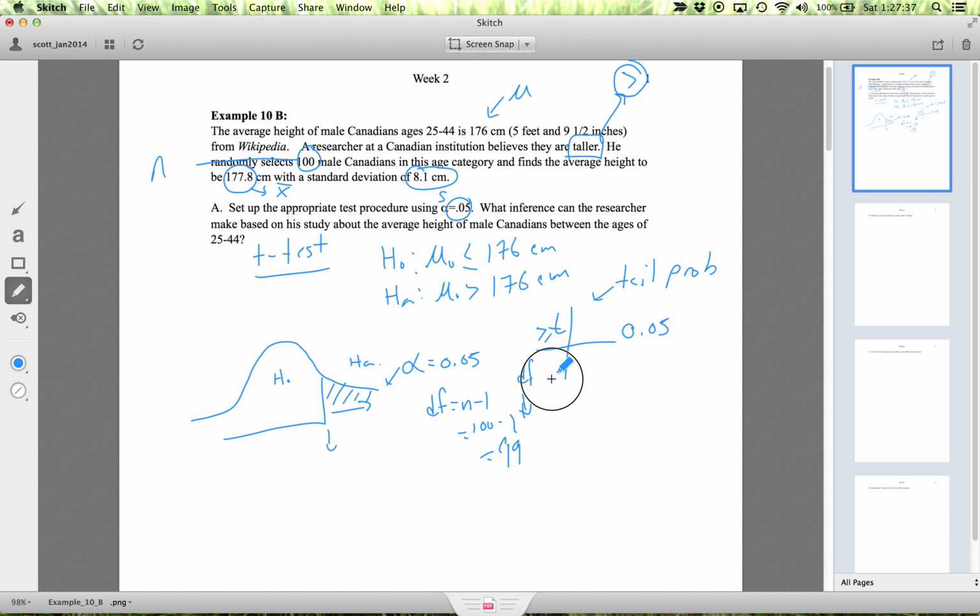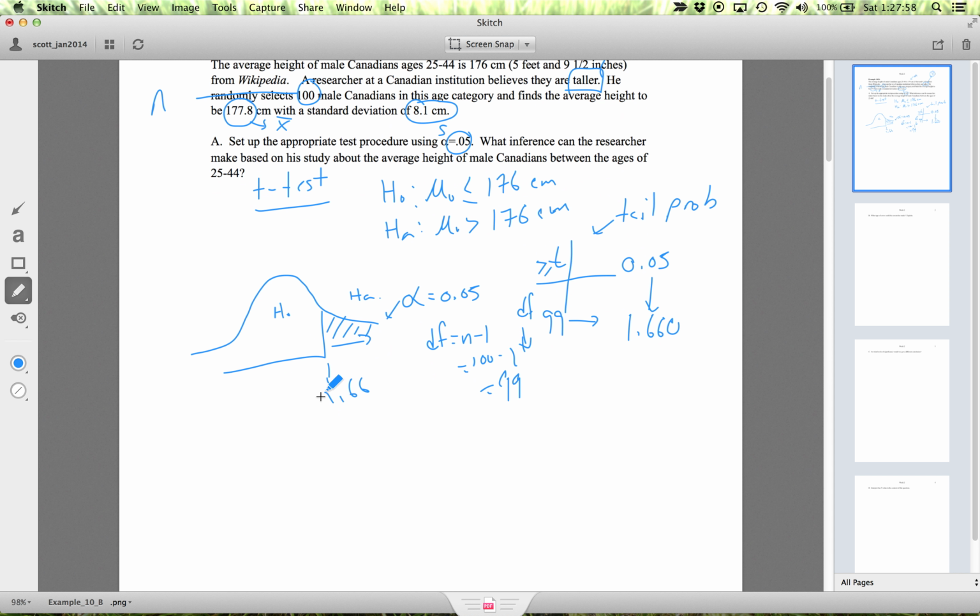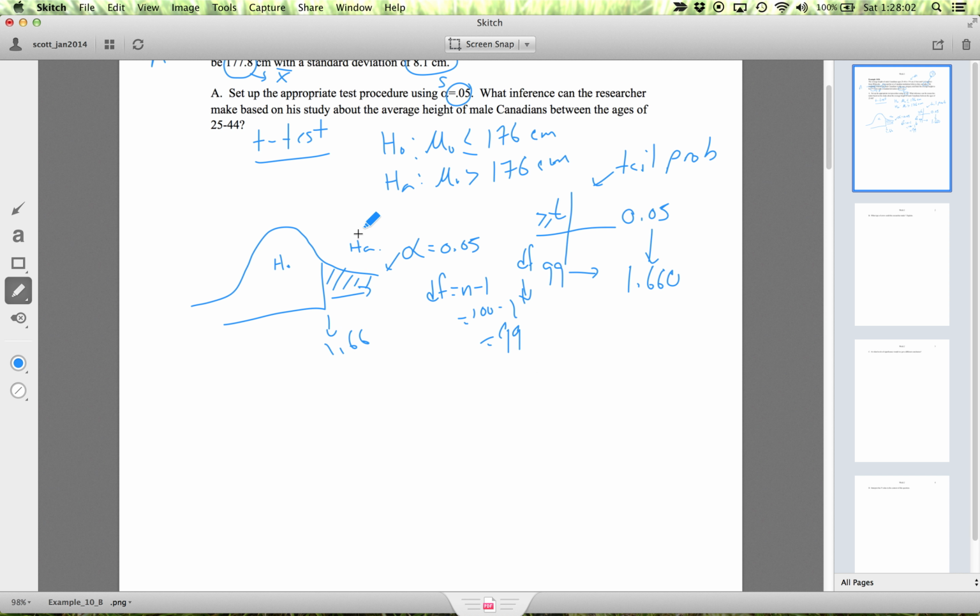If you look on a t table, go down to 99 degrees of freedom and 0.05, you will find that the value should be 1.660. So this critical value should be 1.660. That's the value that's going to border which hypothesis is actually being supported here.